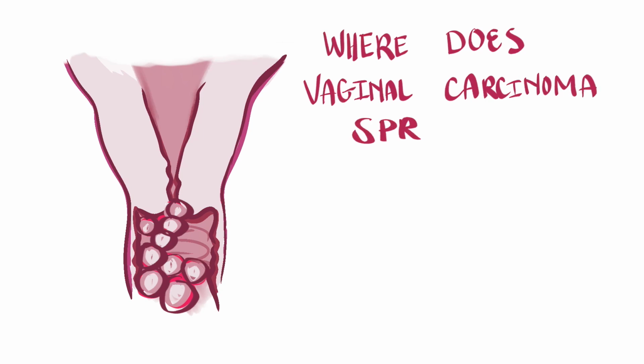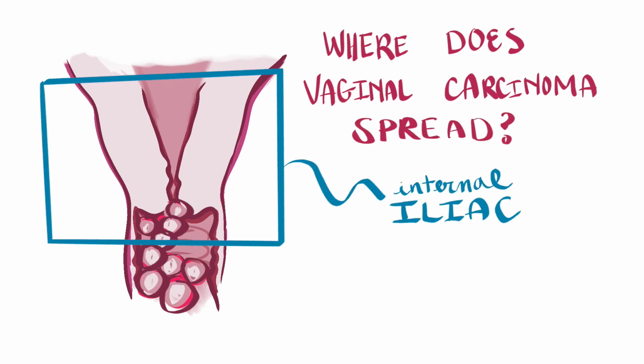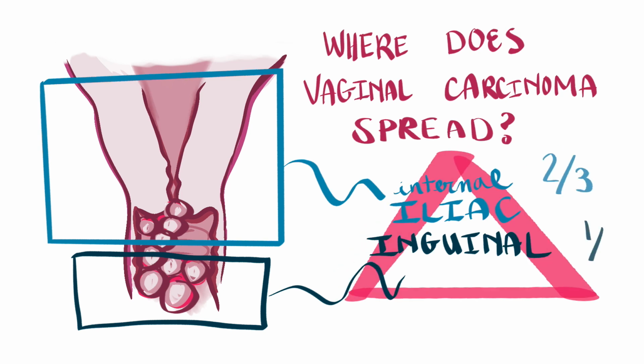Something else to be aware of is where vaginal carcinoma likes to spread in terms of lymph nodes. If it's in the upper 2/3 of the vagina, it's going to spread to the internal iliacs, versus the bottom 1/3 is the inguinal. How I remember this is that it's kind of like a triangle. Iliac is a shorter word, and inguinal is longer, so it's the base of the triangle. That works for me, but inguinal is the base of the vagina versus the internal iliac is the top.